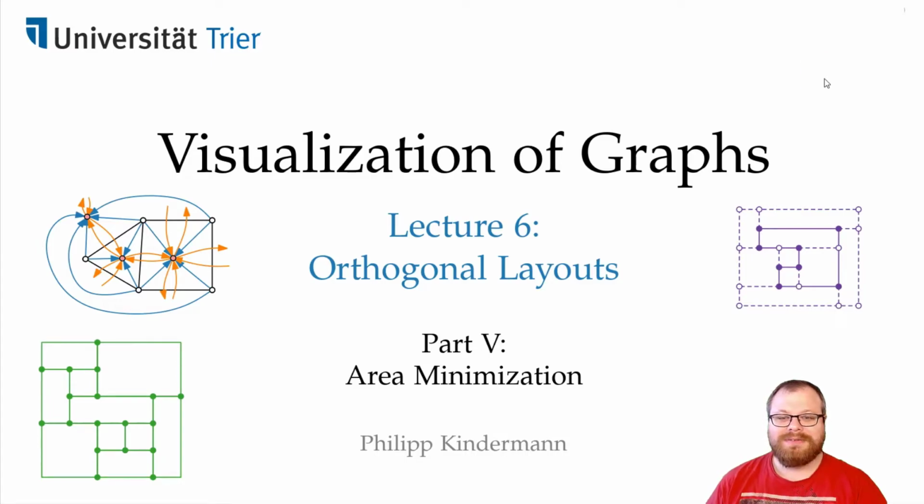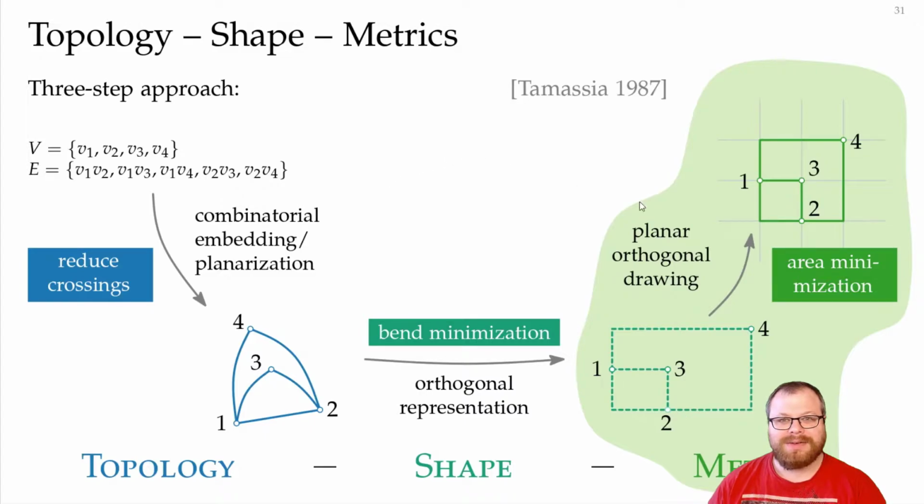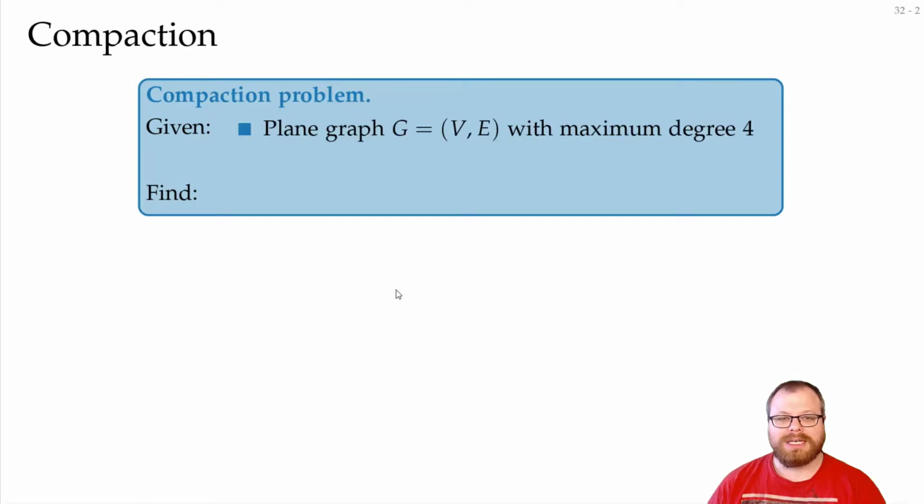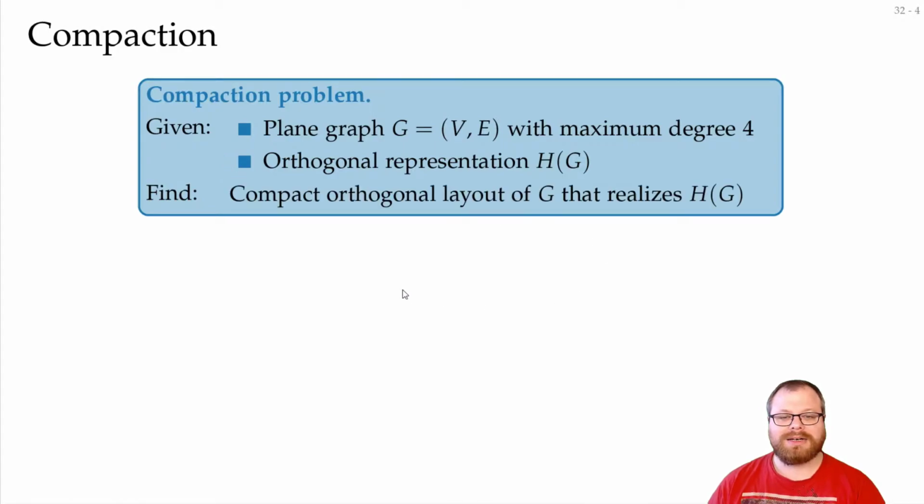We now want to do the final part of the algorithm, the area minimization, where we get a planar orthogonal drawing from our orthogonal representation. So the problem we want to consider is the following, the compaction problem. We're given a plane graph with maximum degree 4 and an orthogonal representation of the graph, and we want to find a compact orthogonal layout, so a drawing, that realizes this representation.